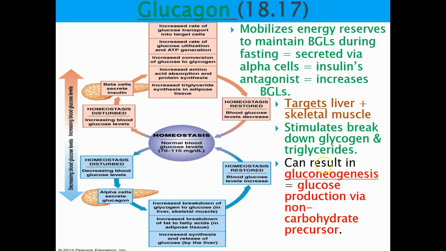It's not glucogenesis, so the neo part says kind of like a unique way of forming glucose, and that's doing things where we don't have carbohydrates as a precursor. So literally, you can avoid eating glucose, but your body still can form glucose by either using triglycerides or proteins.